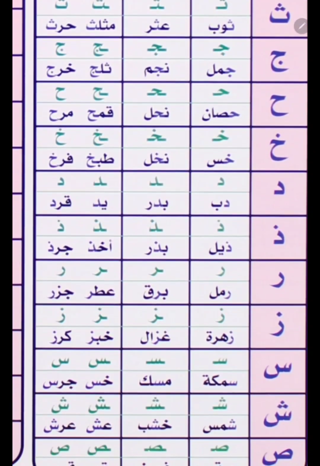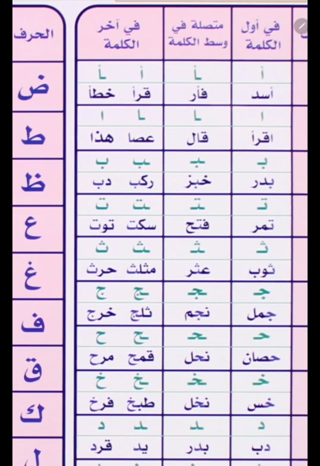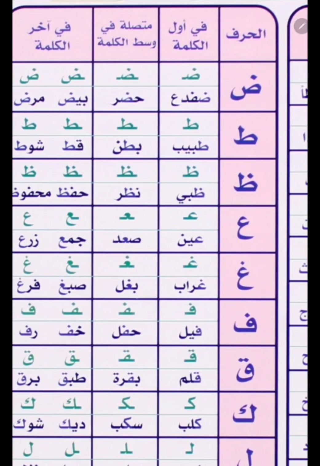The next group of letters. Jim, Ha, Kha, Dal, Thal. As you see how they are all written differently. Small line before or after. See, like the letter Jim, Ha, Kha, all of them have lines before and after. But Dal and Thal, they don't. Ra and Zain, they don't. Okay. Let's move on here. Same thing.